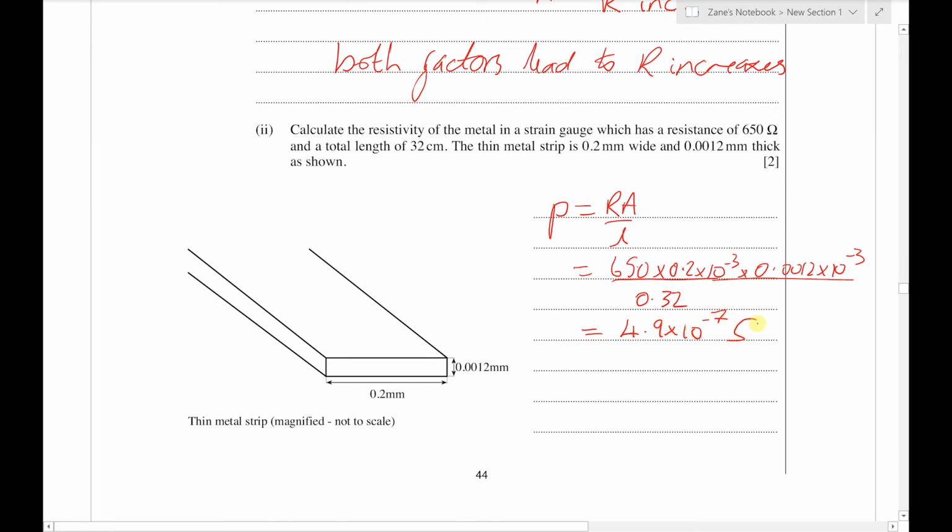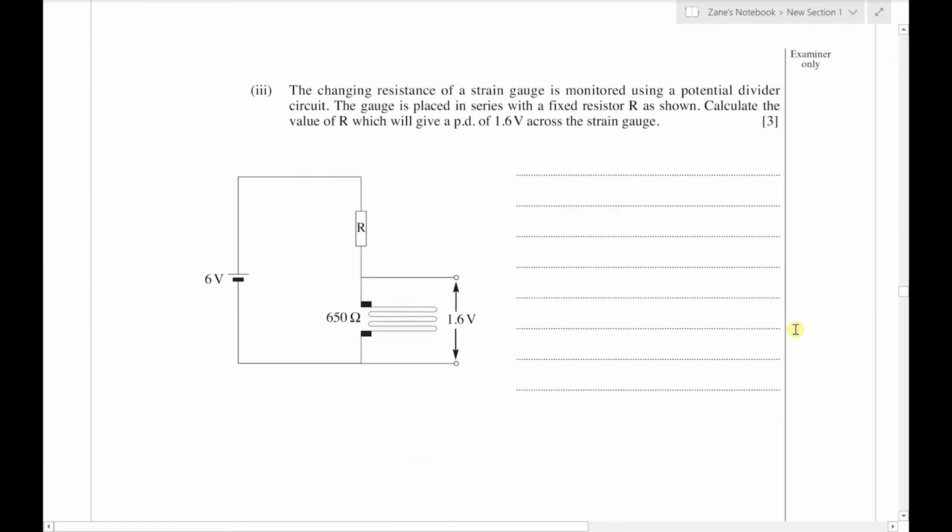And don't forget the unit for resistivity is the ohm meter, not the ohm per meter. That would be about 49 times 10 to the minus 8. 10 to the minus 8 is a common power that's given for resistivities, and from a bit of general knowledge, I would guess that this material is supposed to be constantan, which has that sort of resistivity.